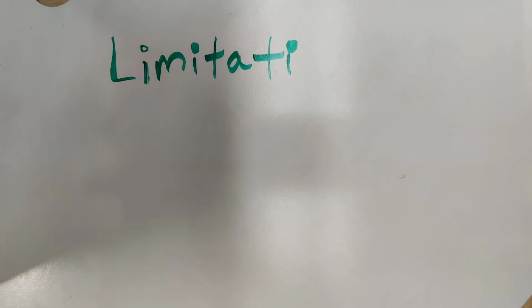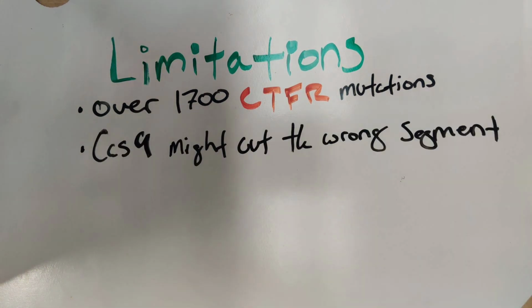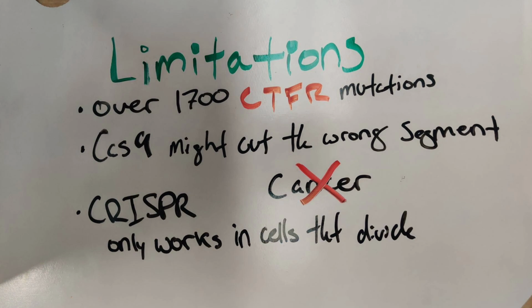There are limitations to this gene therapy. There are over 1,700 CF mutations, which means in order to use CRISPR-Cas9, you have to pinpoint which mutation there is and make a guide RNA identical to that mutation. Also, Cas9 can cut in the wrong place, resulting in more mutations, even cancer. CRISPR only works during DNA synthesis, which means lung cells that do not divide cannot be fixed. Also, it can be difficult to get gene editing tools inside of critical, hard-to-reach organs.